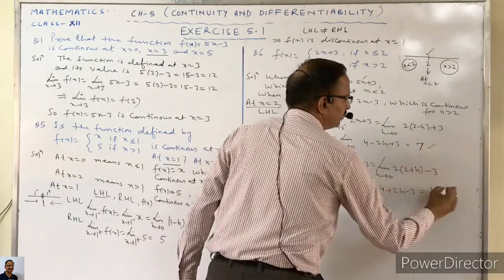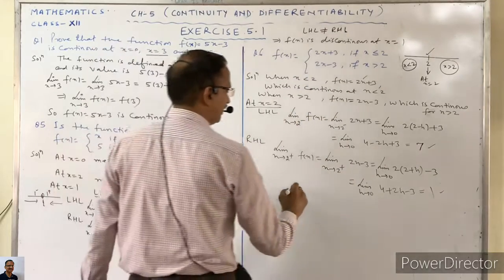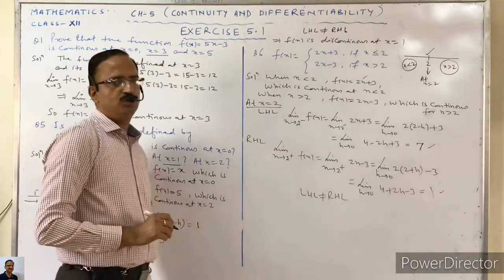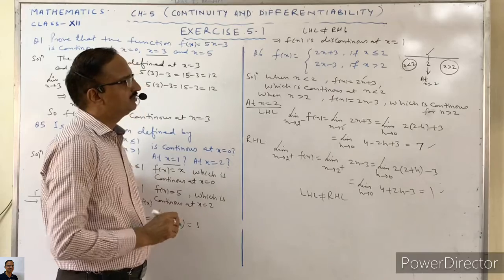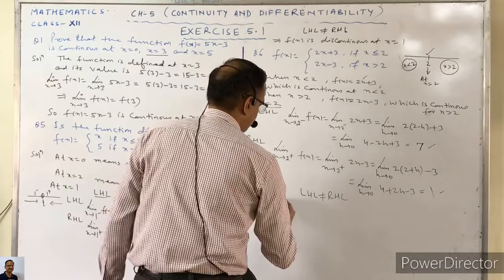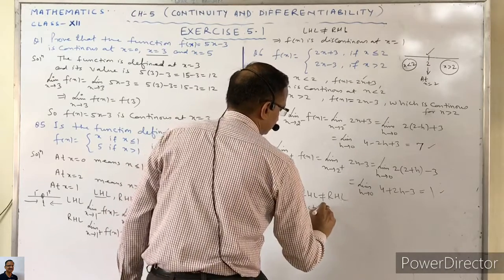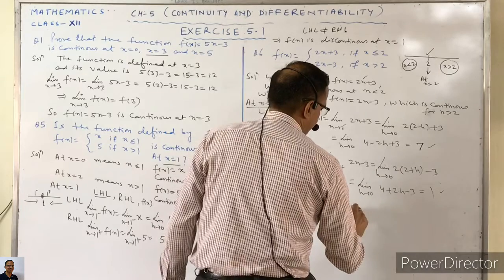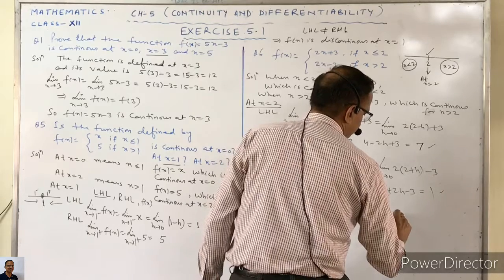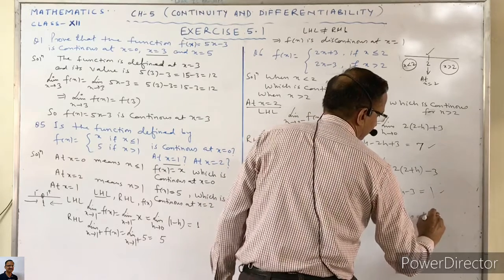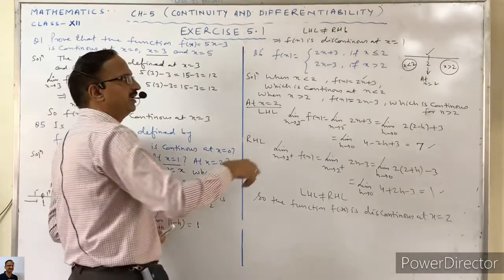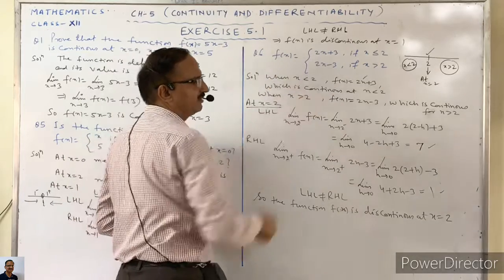Now look, these two are different. So we can say that the left hand limit is not equal to the right hand limit. So the function is discontinuous at x equals 2. So the function f(x) is discontinuous at x equals 2. It means the point of discontinuity for this function is x equals 2.